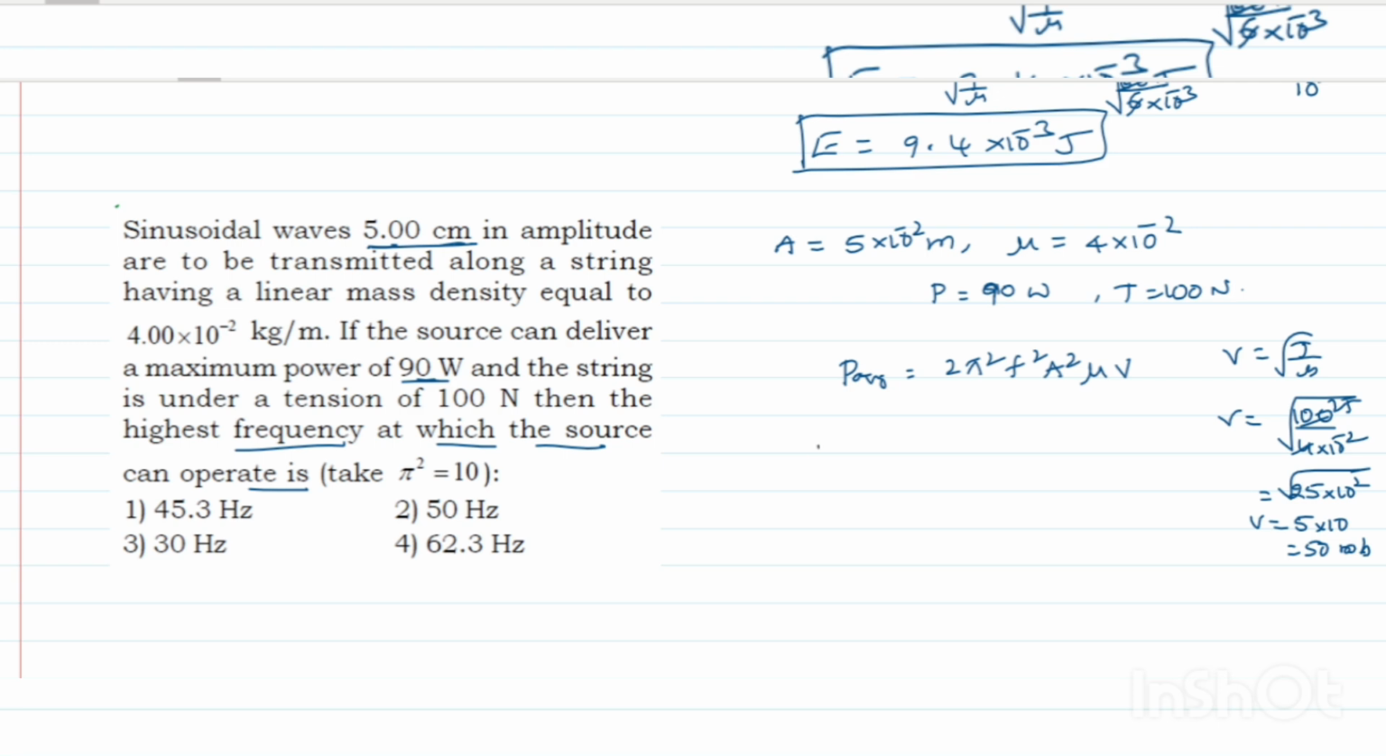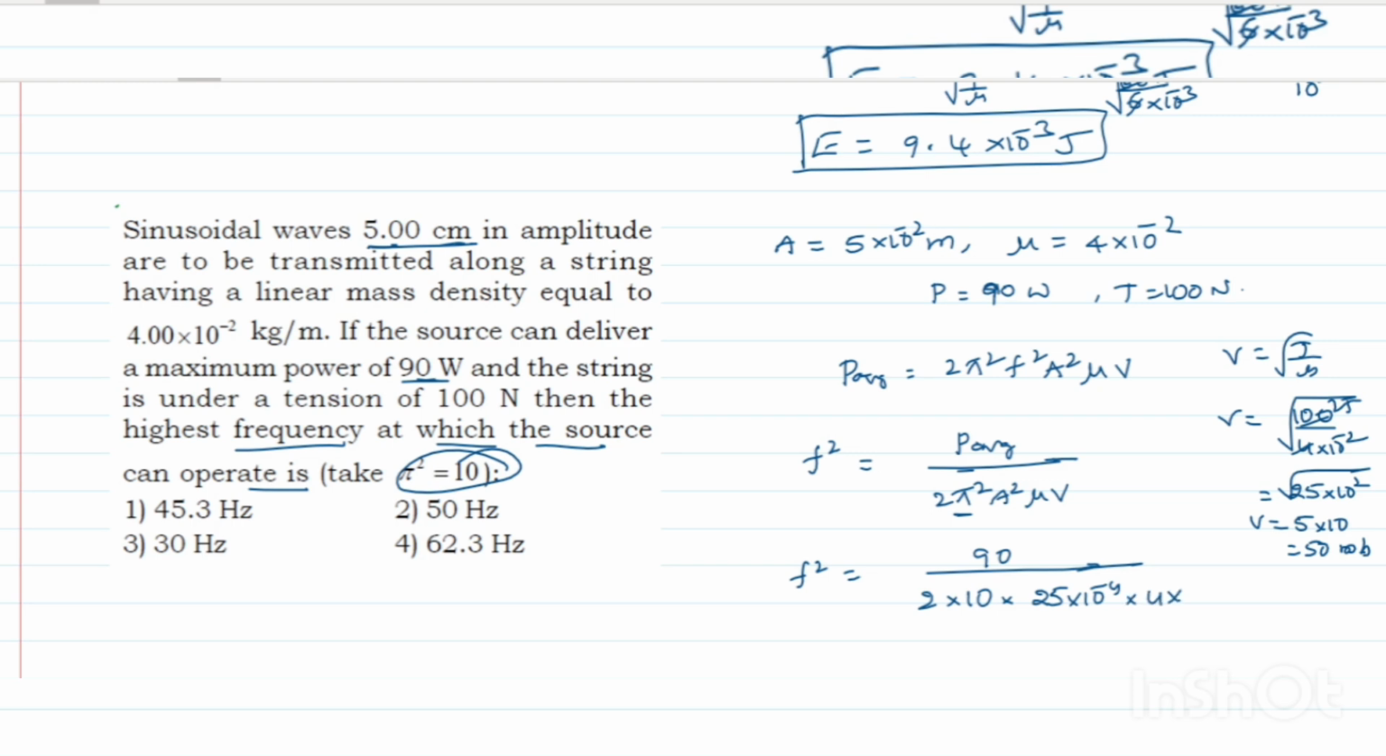With this, you have to calculate f square, which will be equal to P average by 2 pi square into a square into mu into v, students. That is nothing but P average, 90 watts, by 2 into pi square value, which is given as 10, so substitute that, into amplitude given as 5 into 10 power minus 2, which you square, 25 into 10 power minus 4, into mu value given as 4 into 10 power minus 2, into v, the velocity calculated as 50 meter per second.